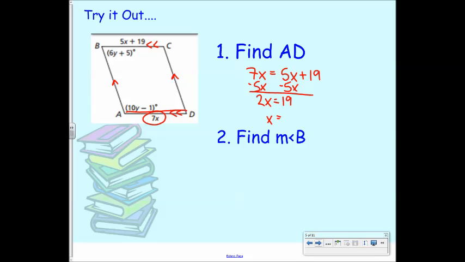9.5, right? Are you done? No, because you're asked to find AD. So now I have to plug that back in, and I do 9.5 times 7. 7 times 5 is 35, 7 times 9 is 63, plus 3 is 66. I move my decimal over once, so AD is 66.5. AD equals 66.5.